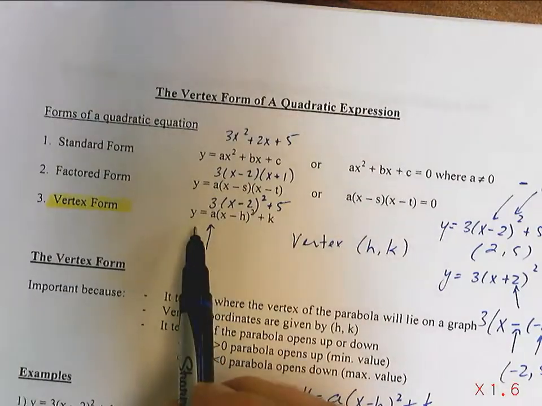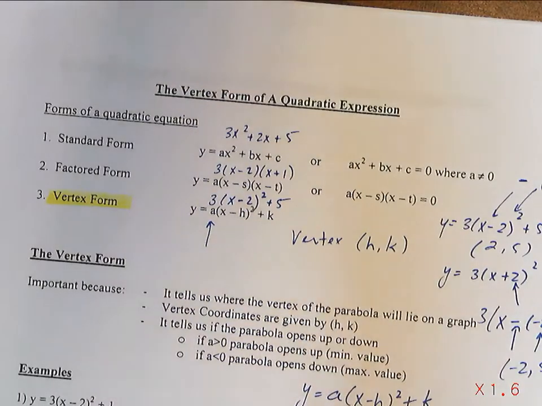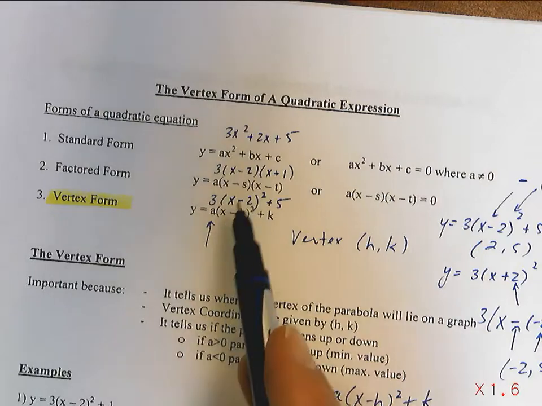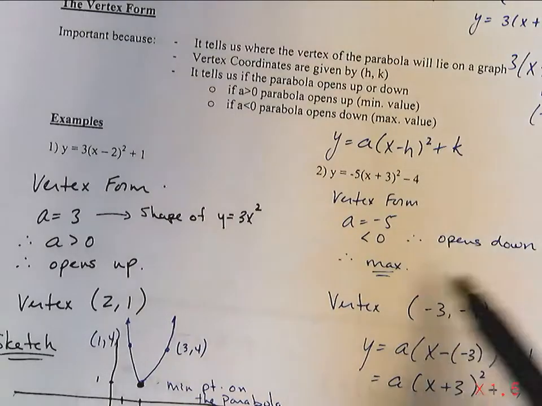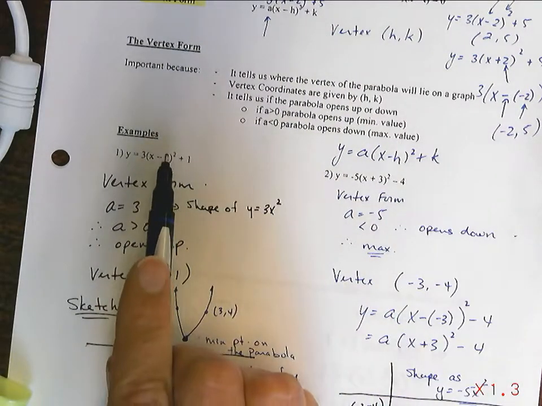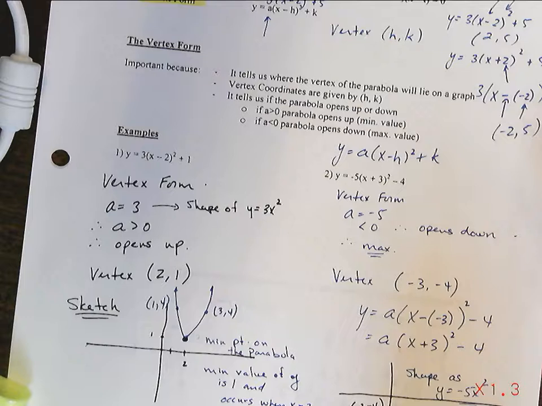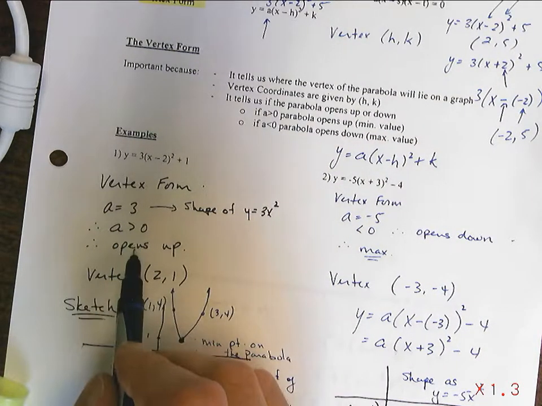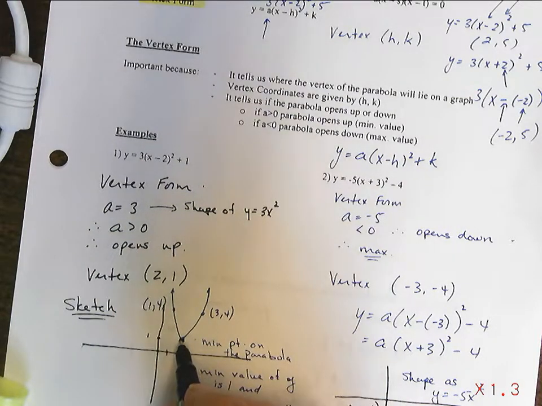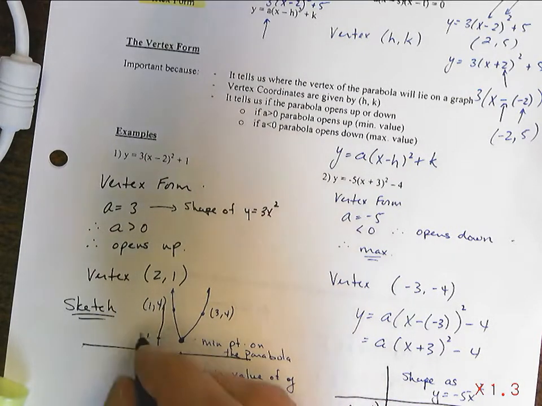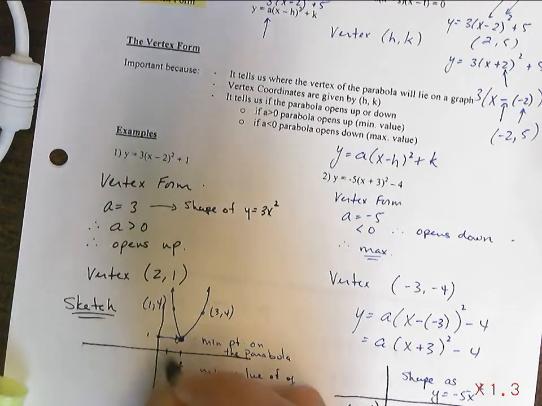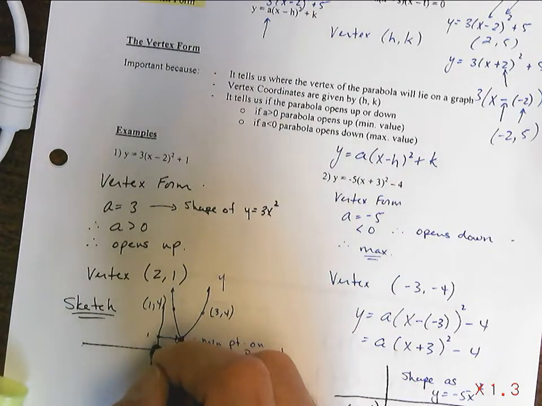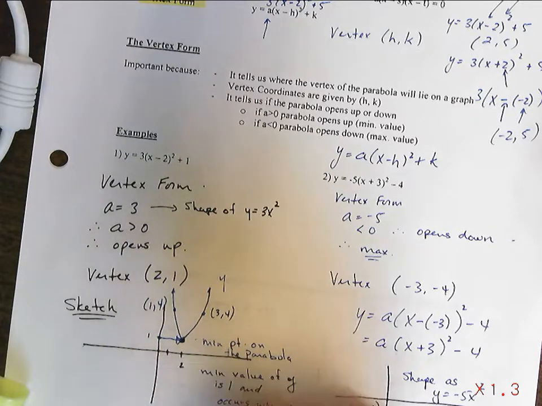The a value is going to tell us a little bit about the direction of opening, whether it opens up or down, which is going to tell you whether you have a maximum or a minimum value, and it'll also give you the shape of the curve. So in class we went over this, and we talked a little bit about it. So this is in vertex form, which means that the vertex is 2 comma 1, which means you go over to 2, up to 1, and that's its vertex. The a value is 3, so it's greater than 0, so it opens up, which gives you a minimum point on the curve with a minimum value of 1. So the minimum value is 1, and it occurs when x equals 2.